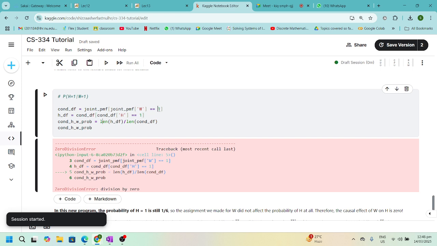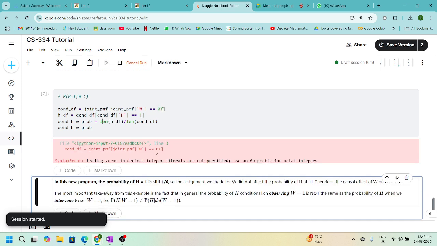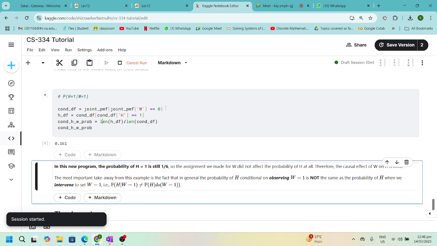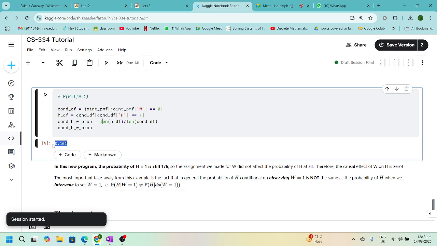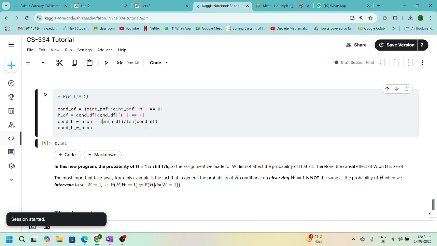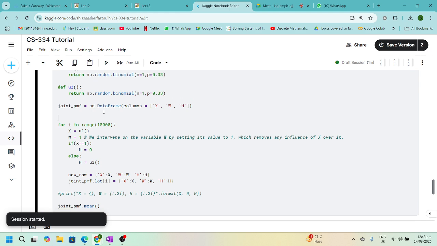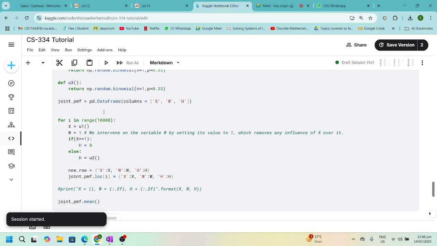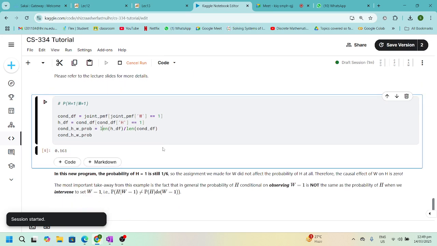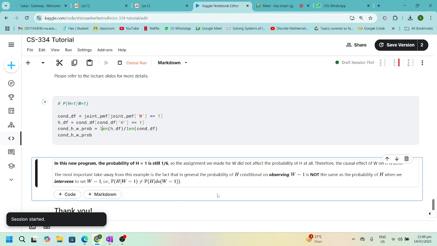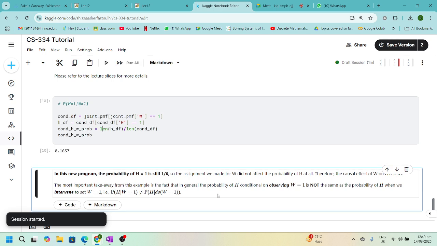So now, of course, I have to change this to 0 as well. Oh, my bad. Because मैंने W को 0 पे fix किया था, and this is also approximately 1 over 6. And when I fixed this to 1, that was also approximately 1 over 6. So essentially, that tells me that there is no impact of being overweight on the probability of developing heart disease.